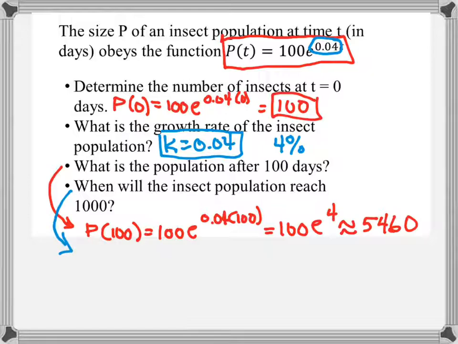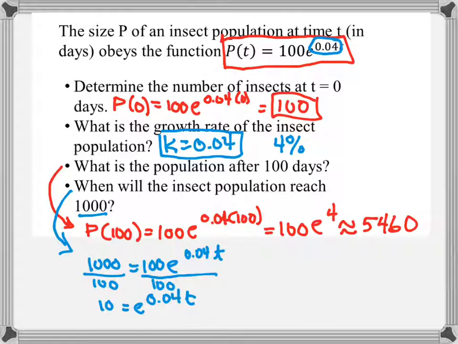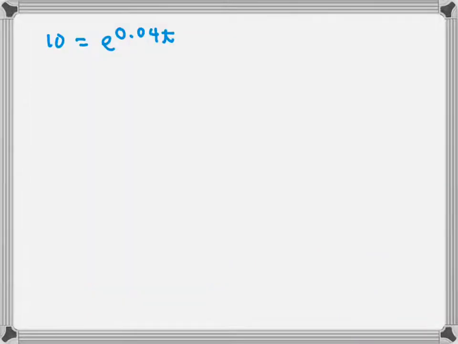Finally, when will the insect population reach 1,000? So here we know what the end result is. So 1,000 equals 100 times e to the 0.04 t, because we want to know when. We are solving for t. To solve this for t, we'll start by dividing both sides by 100. We'll get 10 equals e to the 0.04 t. And now, we'll continue solving on the next slide.